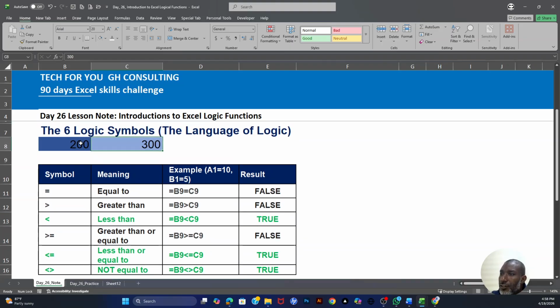So it says that 200 is less than 300. So B9 is less than C9, and the answer is true. It's indeed less than C9, because B9 is 200 and C9 is 300. So the answer turns true.